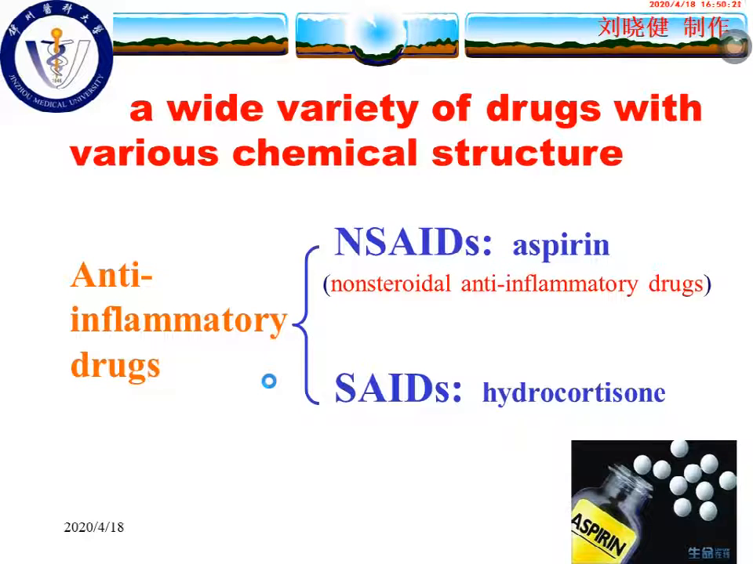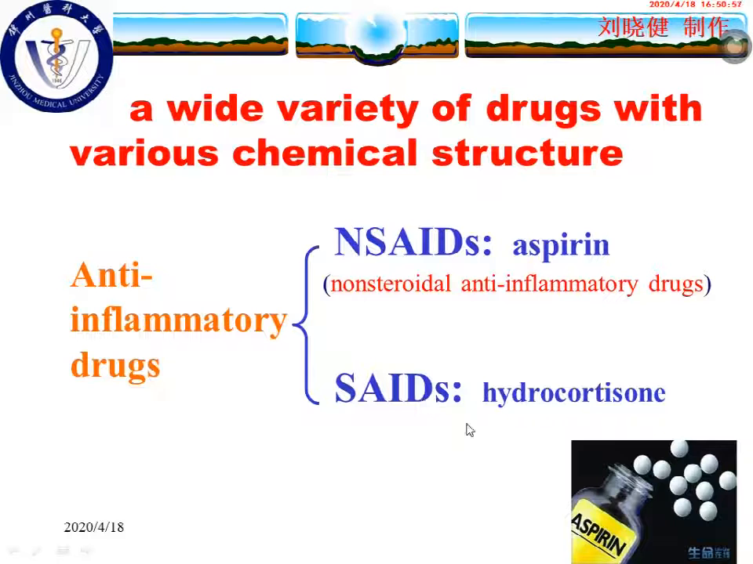These drugs are a wide variety of drugs with various chemical structures. They are frequently called non-steroidal anti-inflammatory drugs, NSAIDs, because compared with another family of anti-inflammatory drugs, they have no steroidal structure.